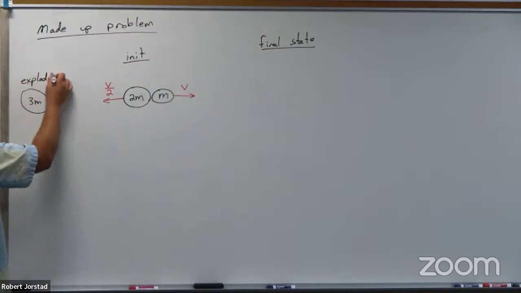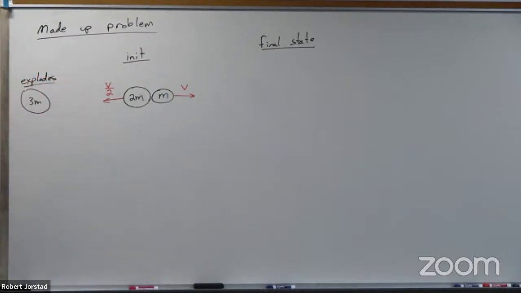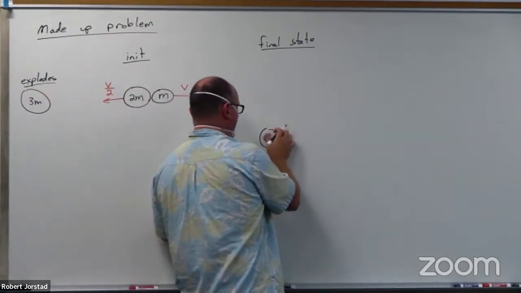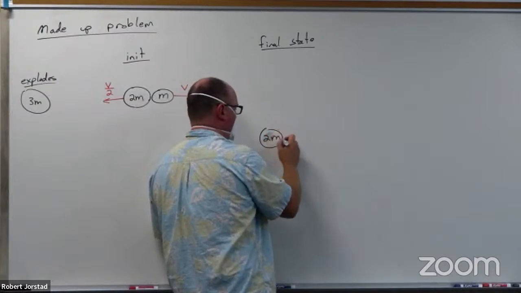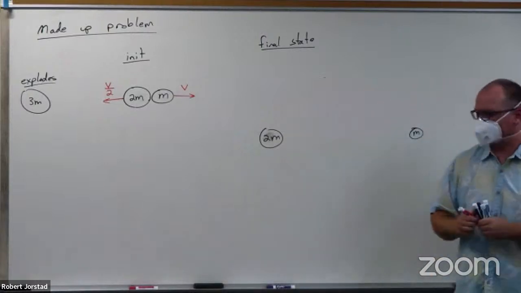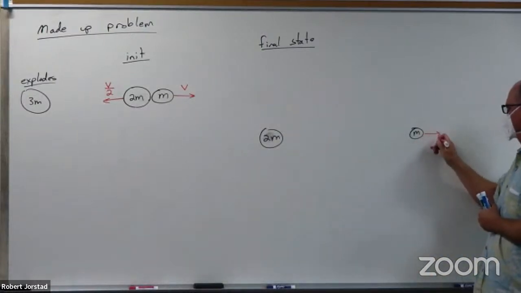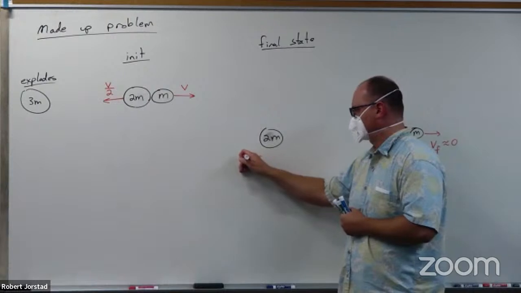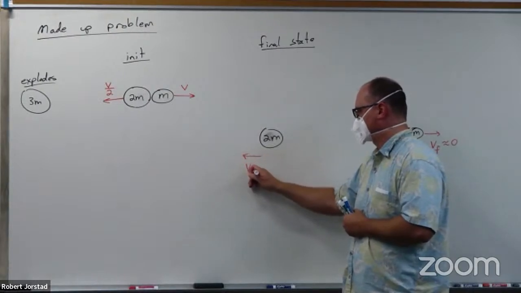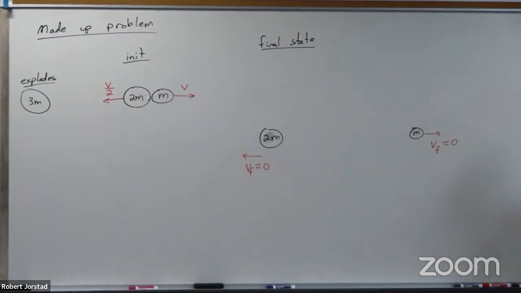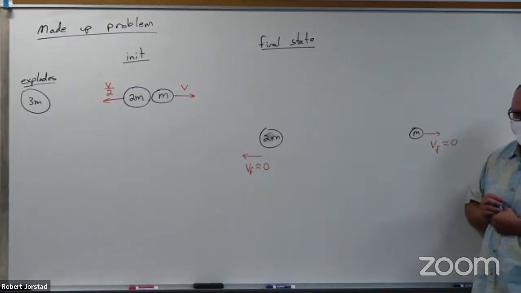I like this one more. Sorry, this is what happens when you make a problem up on the fly. You got to think. All right. So in the final state, they're going to get really far apart, and their speeds should slow down. And hopefully they stop somewhere way out there, or basically come to a crawl.